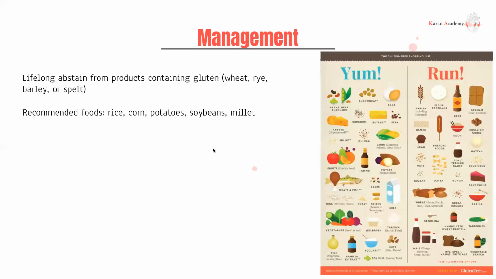In terms of management, well, it's relatively straightforward. You want to have a lifelong abstinence from any products that contain gluten. So wheat, rye, barley, or spelt. I don't know what spelt is, but I saw it on the list and I thought I'd mention it. Recommended foods are rice is good, corn is good, potatoes, soybean, millets. And here's just a nice diagram I found from some gluten-free advocacy group that talks about what's bad and then what's good.